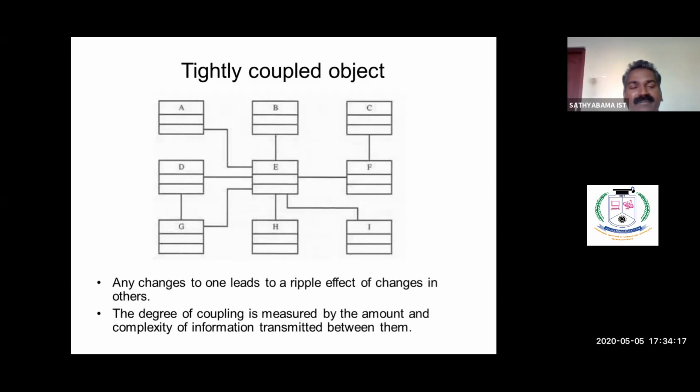See, in this scenario, we have objects A, B, C, D, E, F, G, H, I available. All objects are connected with each other. If a particular object A makes any changes, with the other objects it will produce a ripple effect. A particular change will be reflected in other modules also. So this is a tightly coupled object set. This kind of scenario we should not keep in our design process.